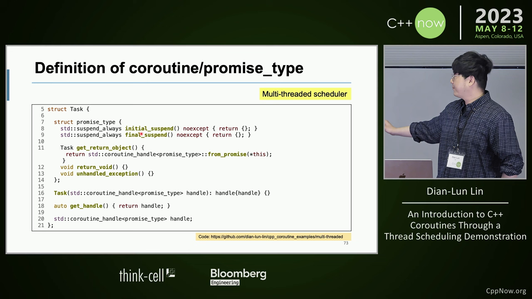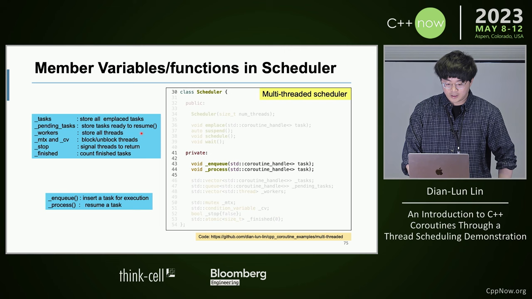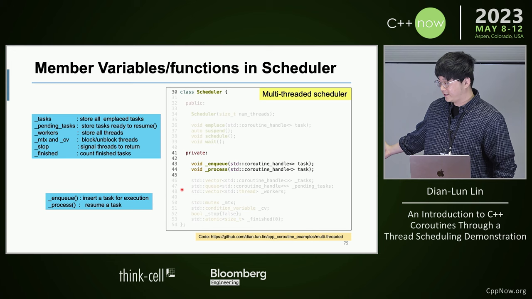The most important part of the multi-threaded scheduler is its member variables and functions. So here I have two private member functions, enqueue and process. Enqueue is to insert a task for execution. Process is to return the task, which I'll talk about in detail later.